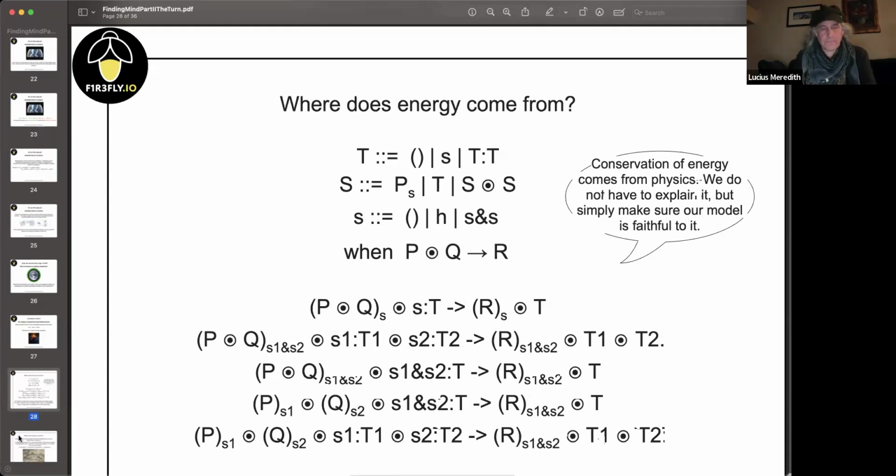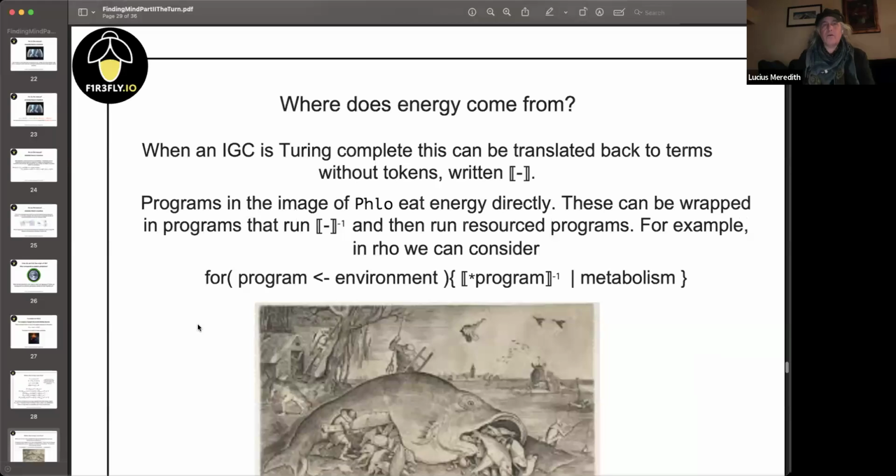All right. Now, notice that when an interactive GSLT with combinators is Turing complete, this can be translated back to a version without tokens. So we had the version with tokens, we can translate them back to a version without tokens. And notice that flow allows us to get the inverse of this thing, right? So just going the other direction is really just flow. But there is a difference, right?